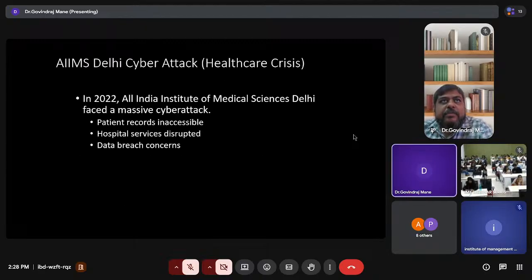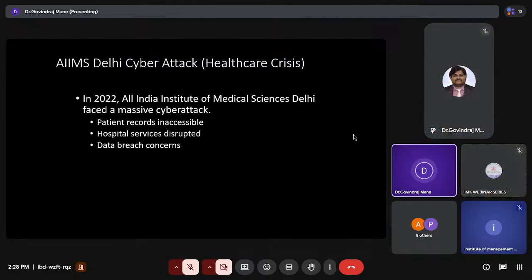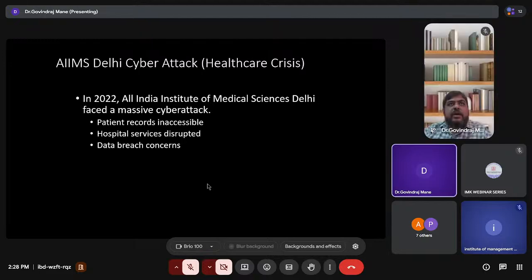AIIMS Delhi in 2022 had a cyber attack where major patient records became inaccessible. Hospital services got disrupted for almost 1.5 weeks. There were data breach concerns. This was a major, massive cyber attack which had taken place in the year 2022. This was a healthcare crisis at AIIMS Delhi, and the entire patient records system and several other things got hampered very badly at this particular hospital.